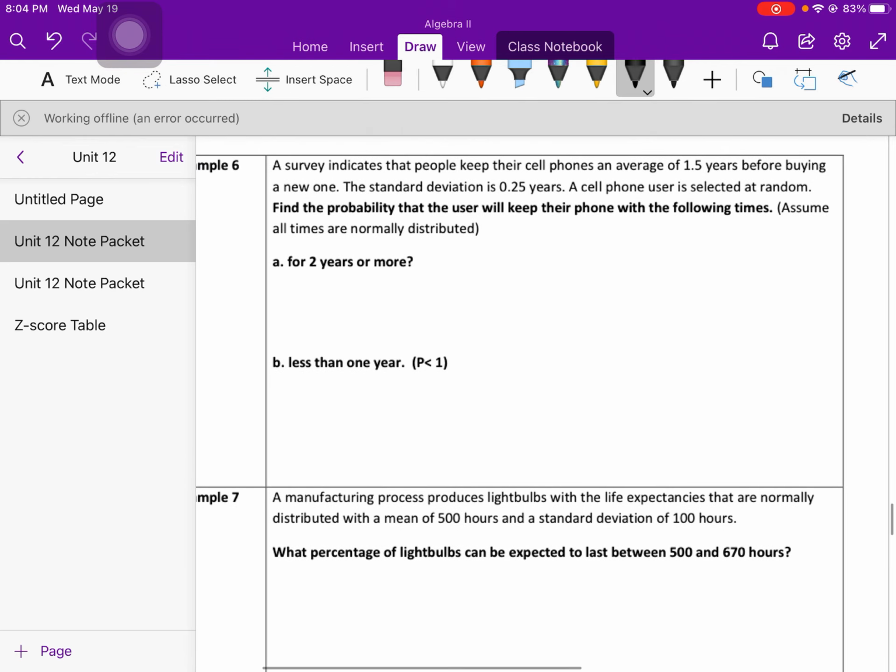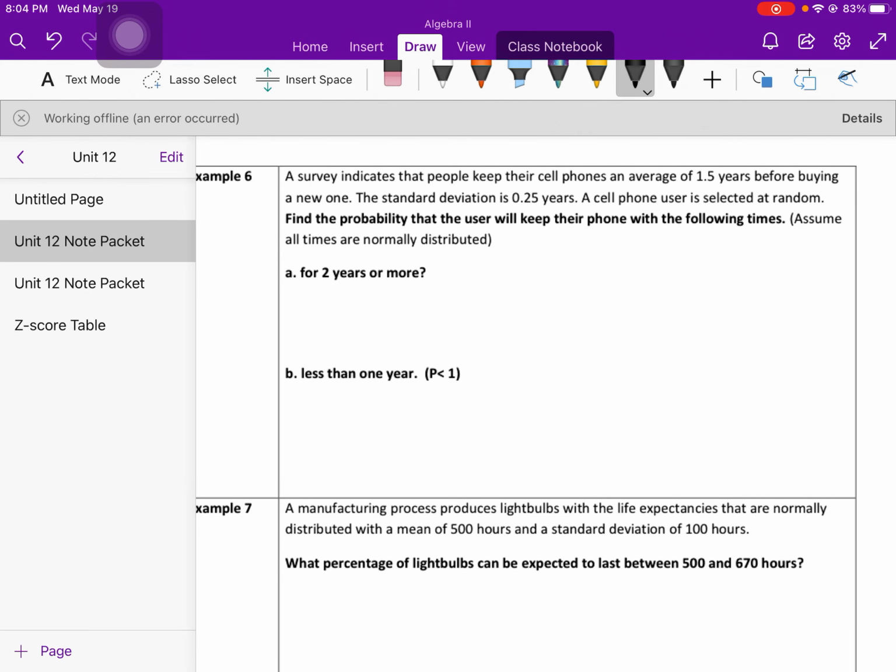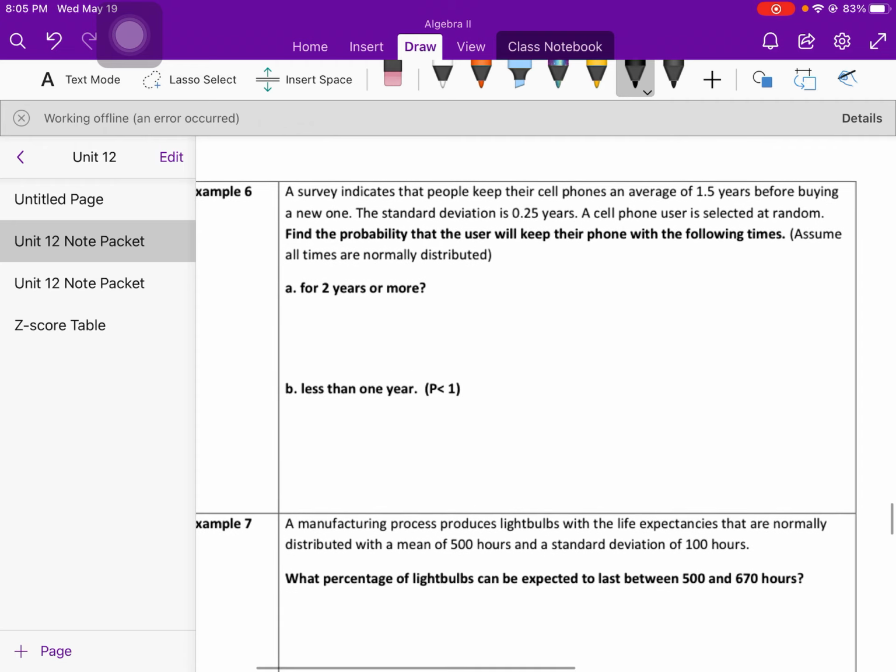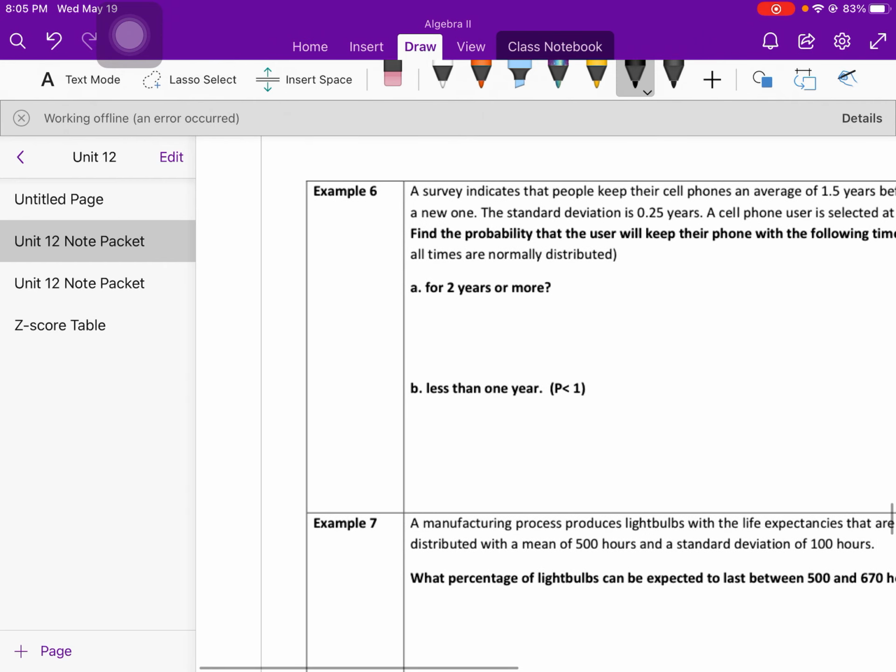Okay, just a few more to get through here. Example 6, a survey indicates that people keep their cell phones on average of 1.5 years before buying a new one. The standard deviation is 0.25 years. The cell phone user is selected at random. We want to find the probability that the user will keep their phone with the following times and assume all times are normally distributed for 2 years or more or less than 1 year.